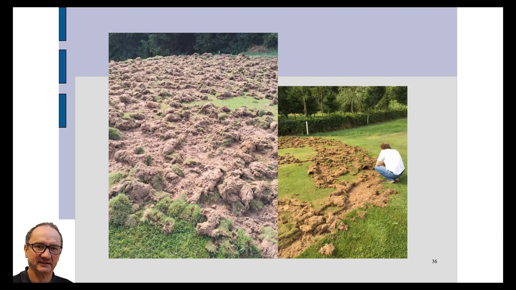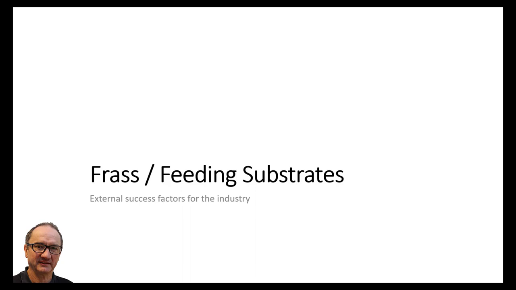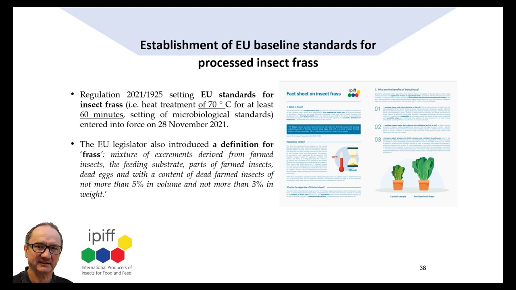So one topic today is the frass and the feeding substrate. First to the frass, since summer 2021, Europe was scattered, each country had different legislation, different laws concerning the frass. In 2021, the European Commission set the baseline standards for processed insect frass. This has the advantage we now have a level playing field, the common standards all over Europe.